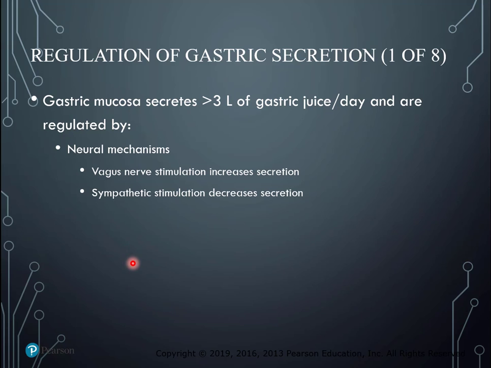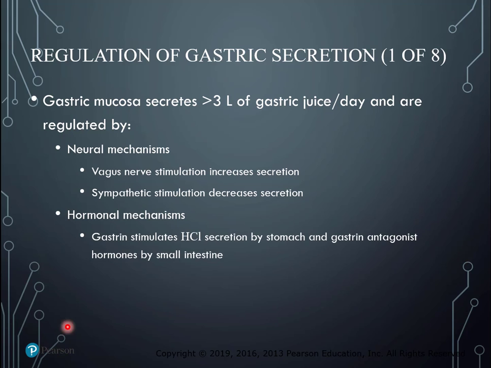So with parasympathetic stimulation, the vagus nerve is the one that promotes digestion. Sympathetic stimulation does the opposite. It decreases the secretion, and therefore it does not promote but inhibits digestion. Now, in the hormonal mechanism, the hormone gastrin is the one that stimulates hydrochloric acid secretion by the stomach. And gastrin is a hormone secreted by the small intestine.